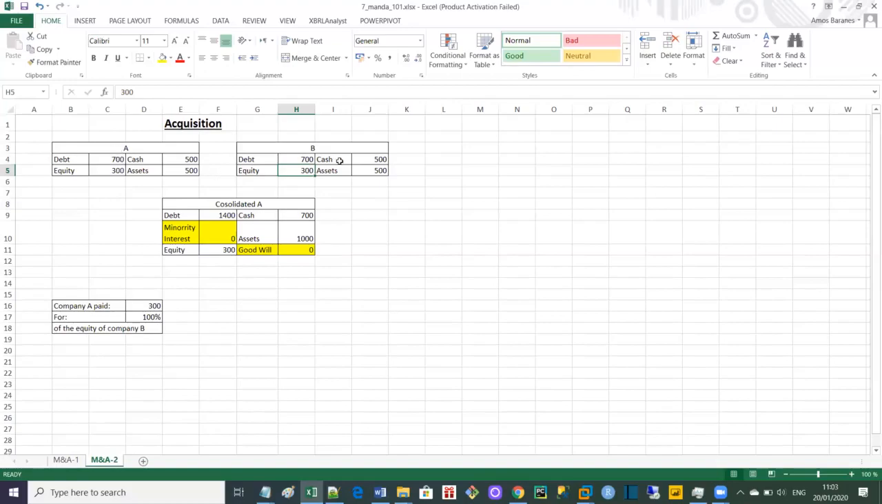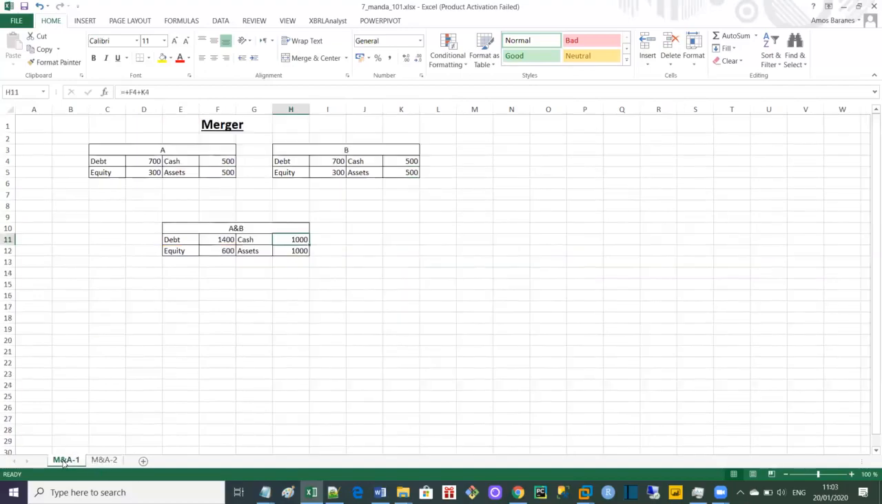How much cash together will they have? Okay, in this case, we have 500 minus the 300 they have paid the shareholders of company B. That leaves us with 700. So the 500 minus 300 plus the 500. How much assets do we have? 500 plus 500. From the assets point of view, if you look at it, we have 1,700.